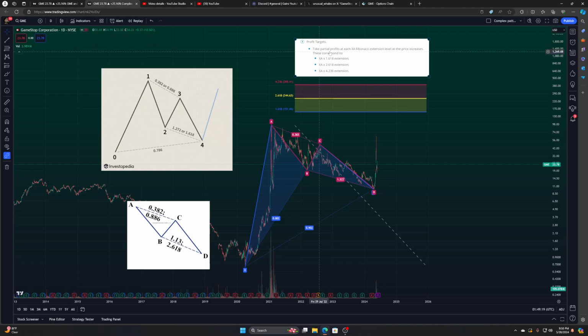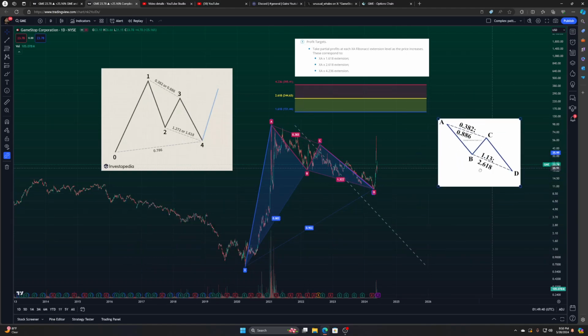Profit targets: take partial profits at each XA Fibonacci extension level. So I have listed here the 1.618 extension, the 2.618 extension, and the 4.236 extension. So this could take us to $150, $244, or $395.